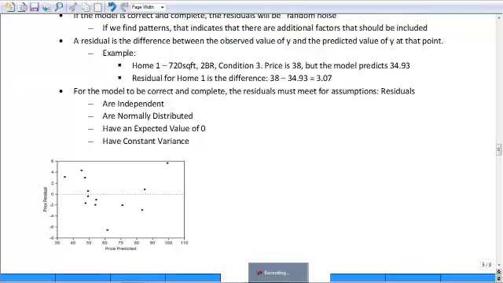When we take a look at these residuals, we're going to check 4 regression assumptions. We want to see whether those residuals are independent, if they're normally distributed, if the expected value is 0, and if the variance is constant. If we satisfy all 4 of those assumptions, that means that the residuals are pure random noise. And that means that we do have the model that we're looking for.